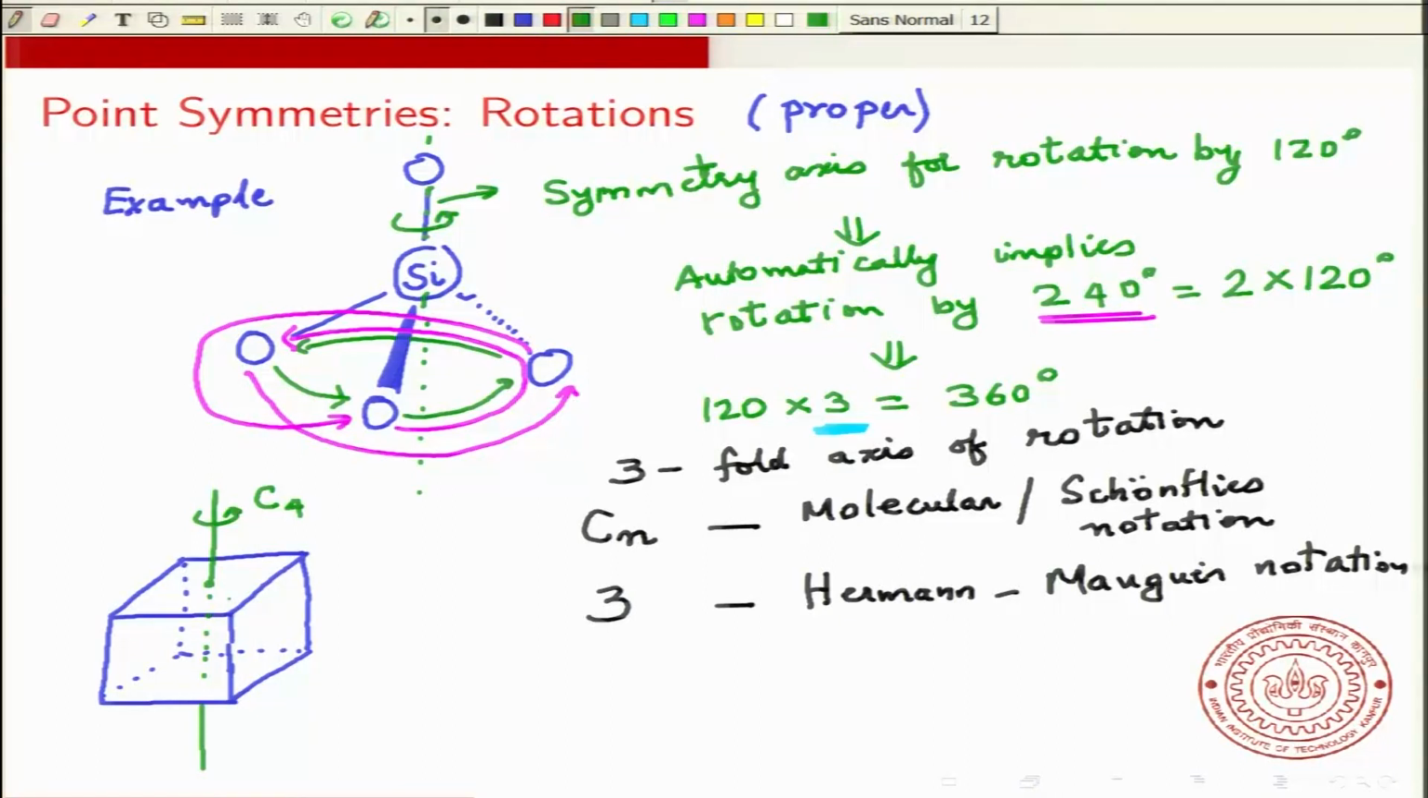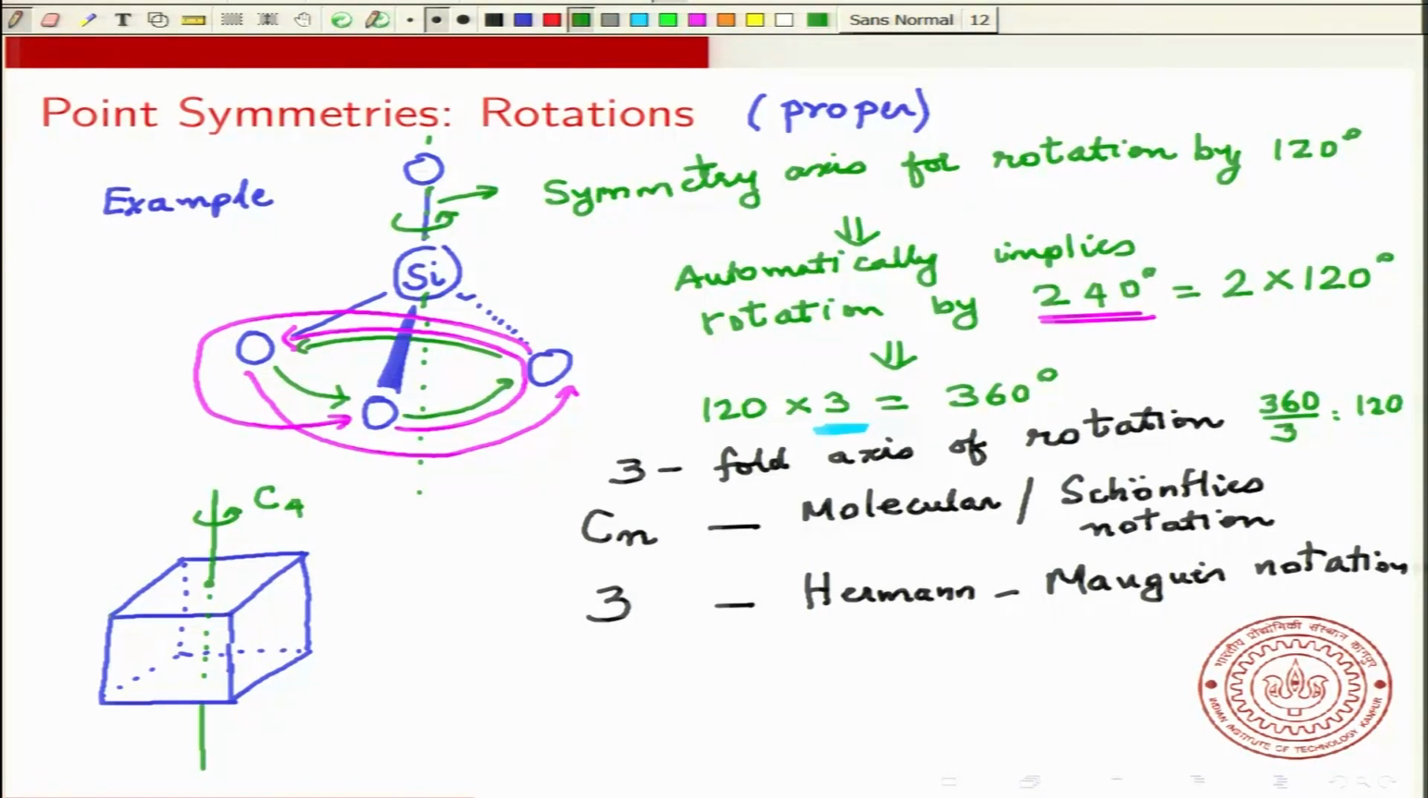A C4 axis means you rotate by 90 degrees. The way to think about it: if you have a threefold axis of rotation, then the rotation is 360 divided by 3, and in that case we saw 360 by 3 equals 120. So if you rotate by 120 degrees, you get a symmetry operation for a threefold axis. In this case, you rotate by 90 degrees.